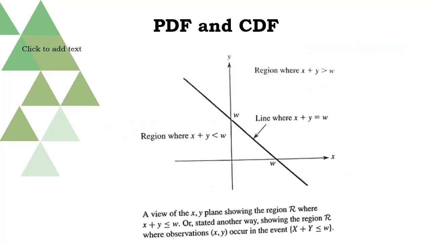The figure here shows an xy plane, and you can see a line wherein x plus y is equal to w. This particular line, x plus y equal to w, divides the xy plane into two different regions: a region where x plus y is less than w, and a region where x plus y is greater than w. Now to calculate the value of the CDF, we are considering the region where x plus y is less than or equal to w.